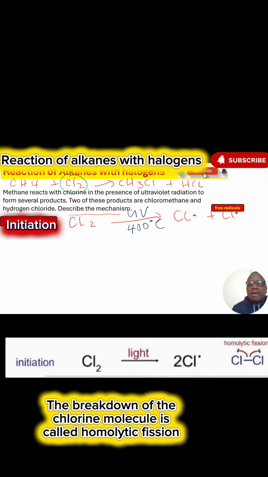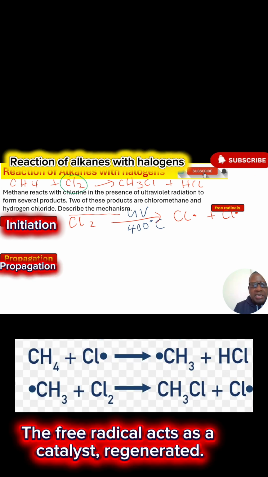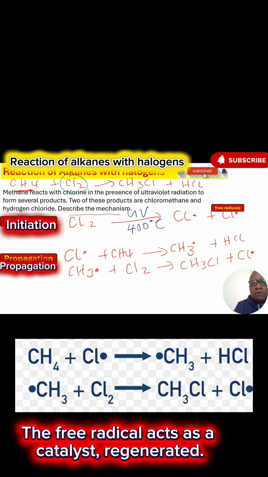Now we want to see what happens in the next stage, which we call propagation. In propagation, the Cl radical that you have formed will attack the methane to form a CH3 radical plus HCl, and the CH3 radical formed will react with a fresh chlorine to form CH3Cl plus another Cl radical. Those are the two propagation steps, and students sometimes struggle with them.